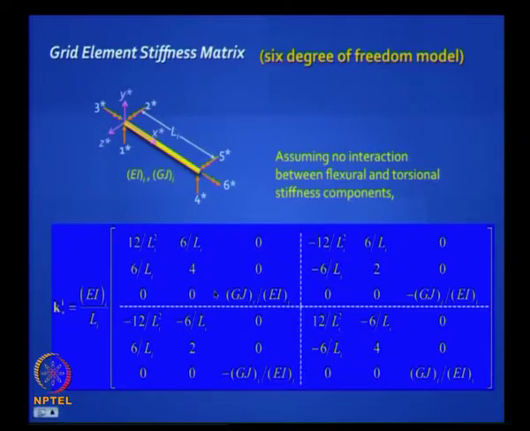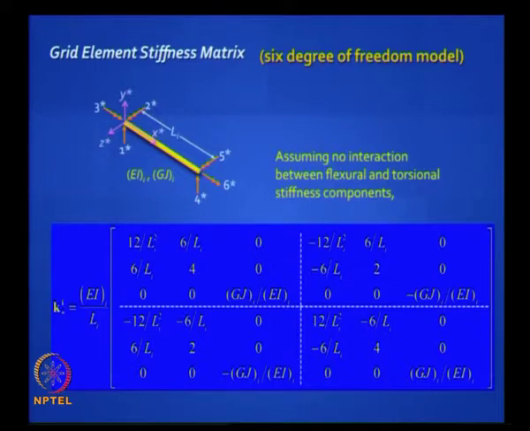Remember, for a beam element we had 12 EI by L cubed, 6 EI by L squared, and so on and so forth. So we have added just 2 additional rows and columns at the right places, because 3 star and 6 star come at the end of each of these coordinate numbers. Is this clear? It is not difficult to derive. It is just a superposition of torsional stiffness on your beam element stiffness matrix. There is no other change.